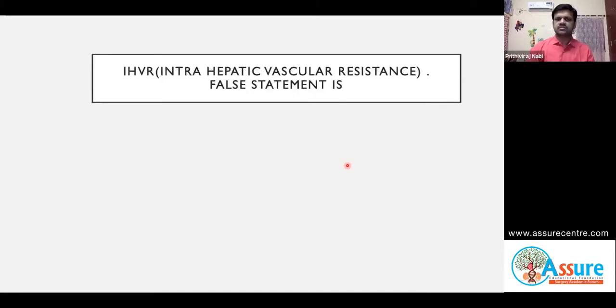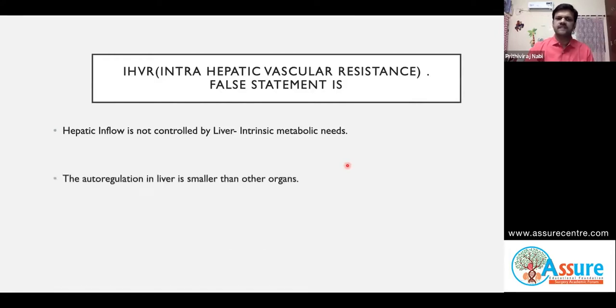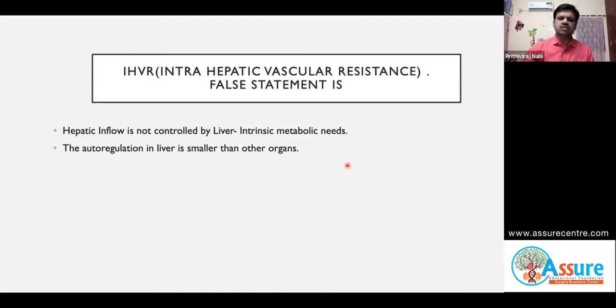So coming to the next question: intrahepatic vascular resistance. Find out the false statement. Each of these topics is a bit vast and self-explanatory, but going into the details is not the scope of this mock class. We'll be covering this in the coming classes. So what is the false statement? Hepatic inflow is not controlled by liver intrinsic metabolic needs. The autoregulation in the liver is smaller than other organs.